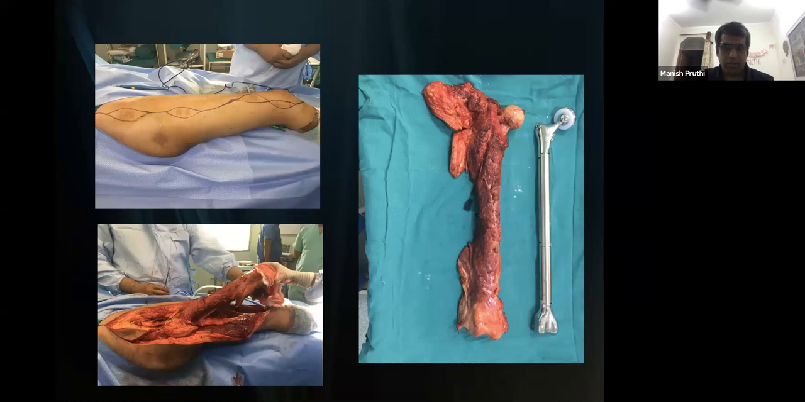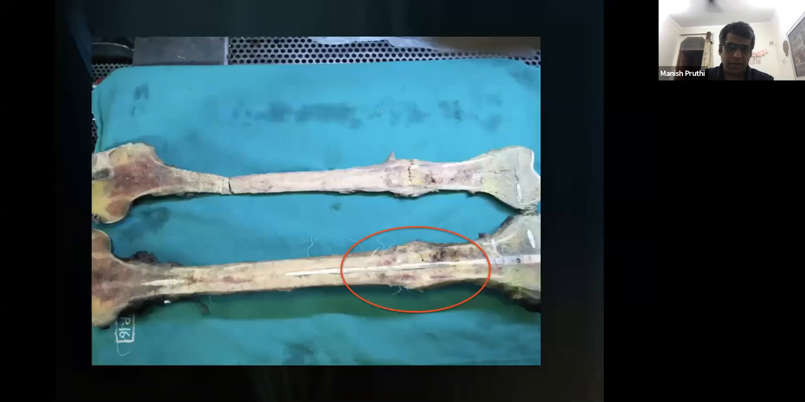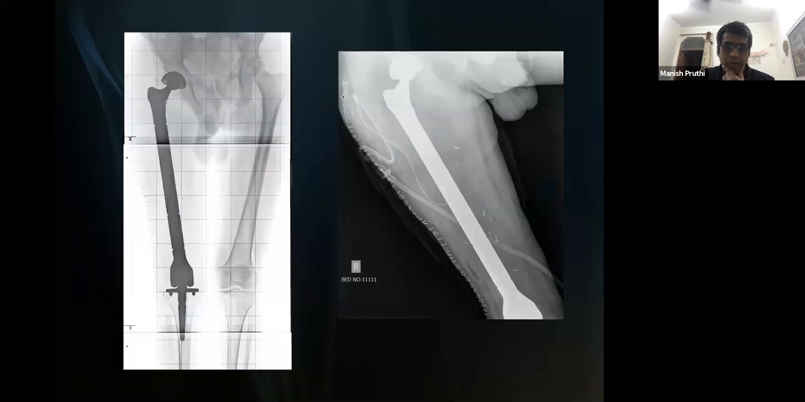As you can see, we need to remove all the biopsy scars or all the nailing scars now because of the contamination. And then you can see the post-operative specimen, in which we can see a nail which is going through the medullary canal and contaminating the full medullary canal. And this was the final post-operative radiograph, a reconstruction with a total femur megaprosthesis.